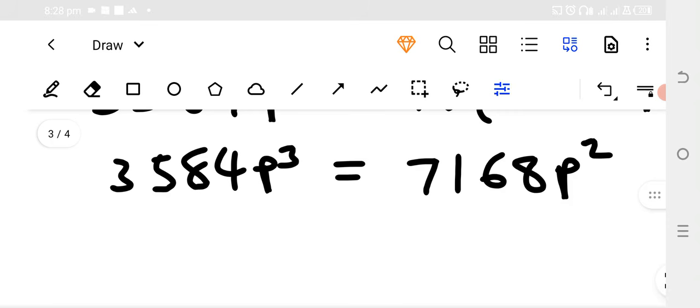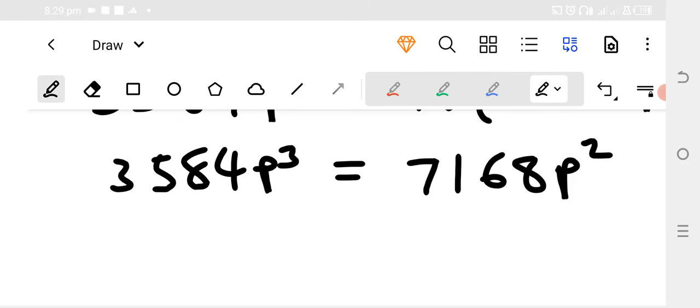So we can just simply start by reducing the numbers. Let's divide both sides by the one having this number. Just try to check. 3584 can go into 7168 twice. So let's divide by 3584.